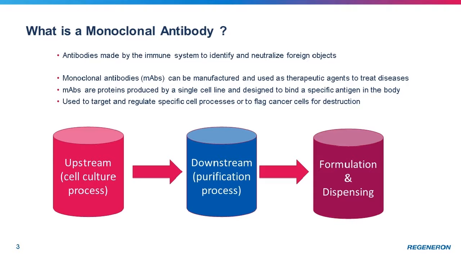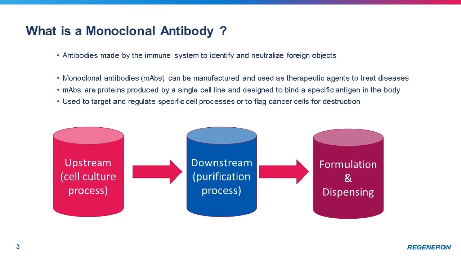So we've all heard of monoclonal antibodies in terms of the immune system using them to identify and neutralize foreign objects. But we can also manufacture these antibodies to be used as therapeutic agents to treat disease. Monoclonal antibodies are proteins produced by a single cell line and designed to bind a specific antigen in the body.